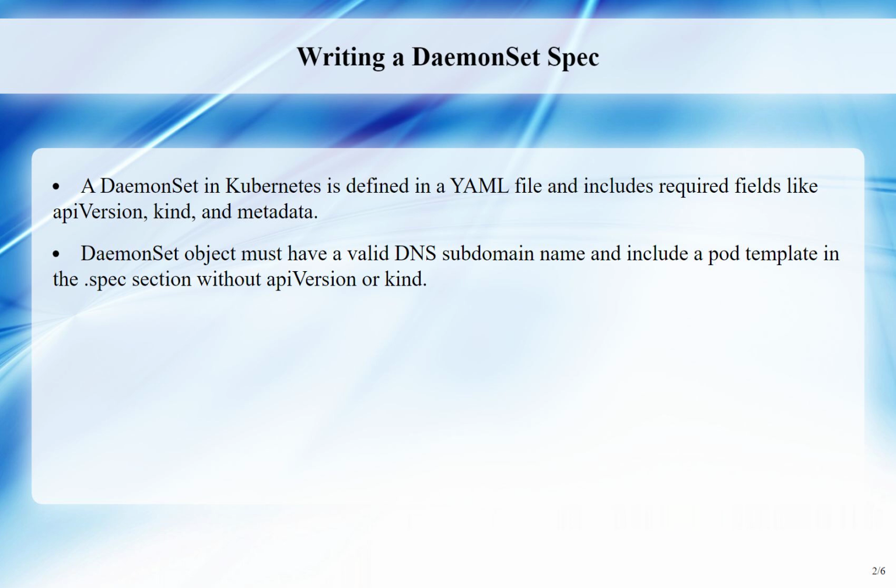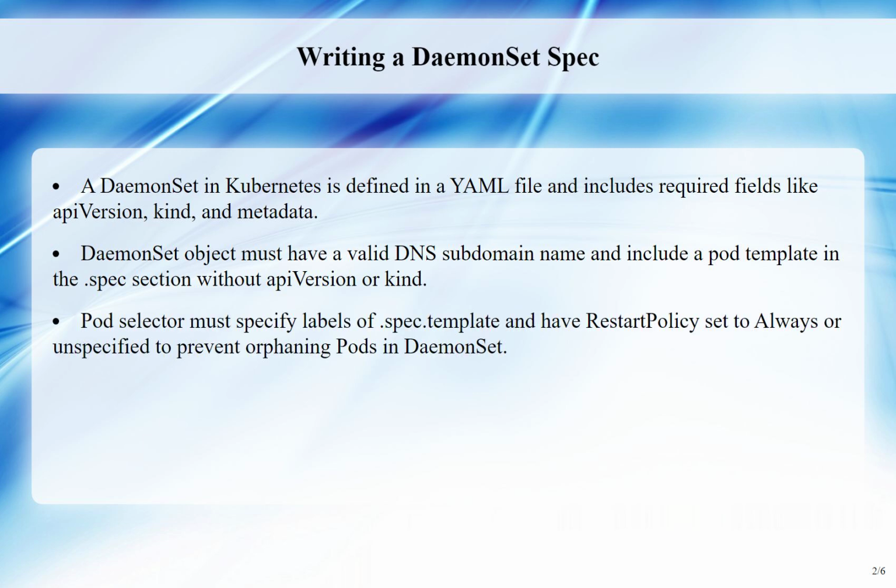The .spec section is also necessary, which includes the pod template. The pod template in a DaemonSet is nested and does not have an API version or kind. It must have the restart policy set to always or be unspecified. The pod selector specifies the labels of the spec.template and cannot be mutated once the DaemonSet is created, to avoid orphaning pods.